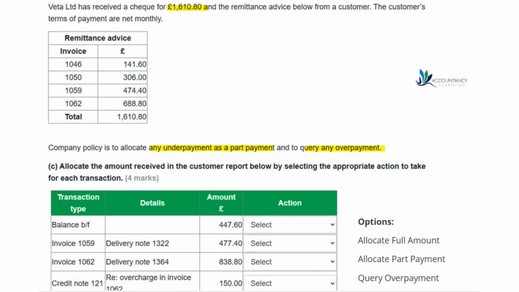So if we look at what we've got, these two figures here, you're looking at what invoices are going to make up these payments. So invoice 1046 and 1050, both of those added together equal 447.60. So that's our balance brought forward. So we can allocate the full payment and that will be cleared.